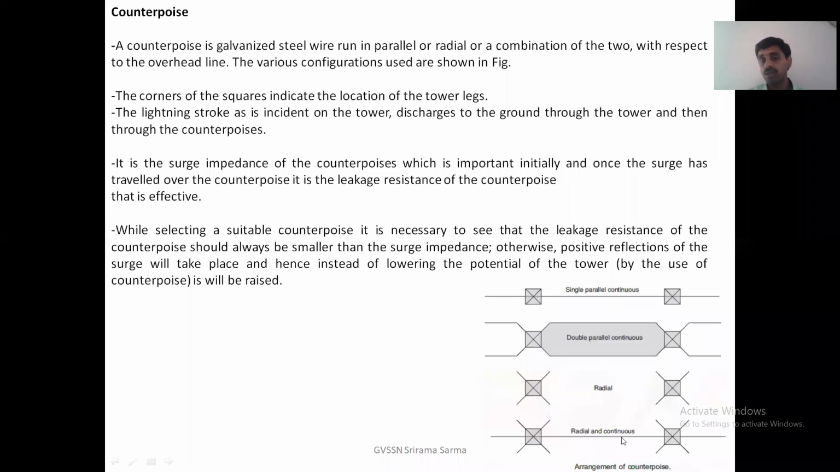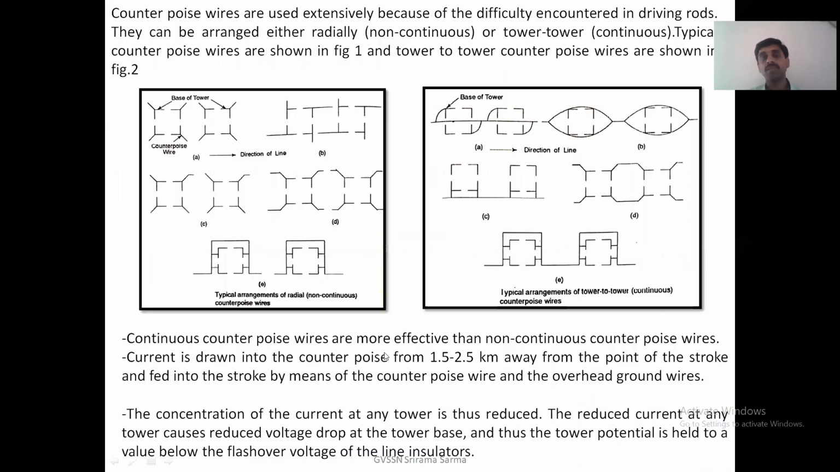While selecting a suitable counterpoise, you can see this is radial, this is continuous, these are radial and continuous lines, the galvanized steel lines kept at the foot of the tower, so that whenever the surge travels, it will travel in the bottom of the ground, and the tower footing resistance can be reduced. It is necessary to see that the leakage resistance of the counterpoise should always be smaller than the surge impedance, so that effective discharge can take place.